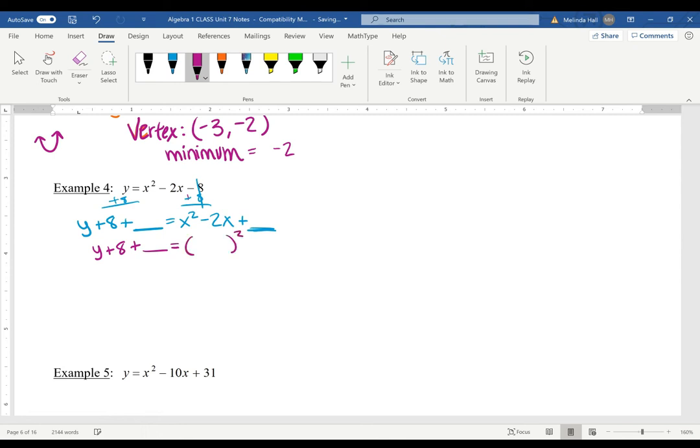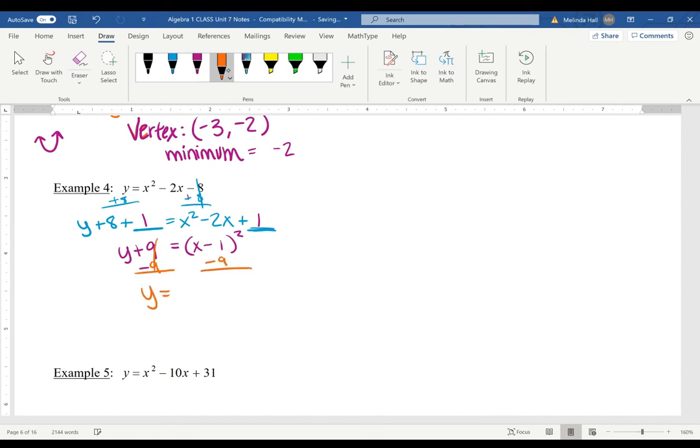On the left, it doesn't really change, unfortunately, but on the right, the square root of x squared is x, and for negative 2x, half of negative 2 would be negative 1, and negative 1 squared would give us positive 1. So I'm going to be adding that to both sides. So then 8 plus 1 would be 9, like that. And so then putting this into vertex form, I would just want to move that 9 to the other side, so I would just subtract it.